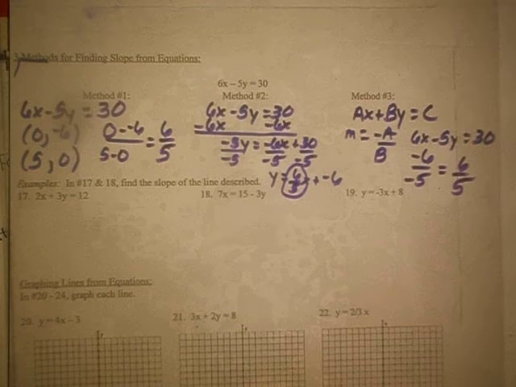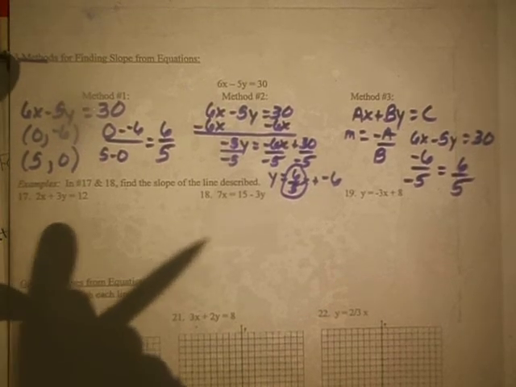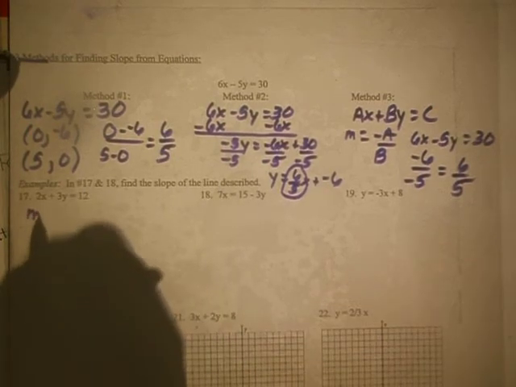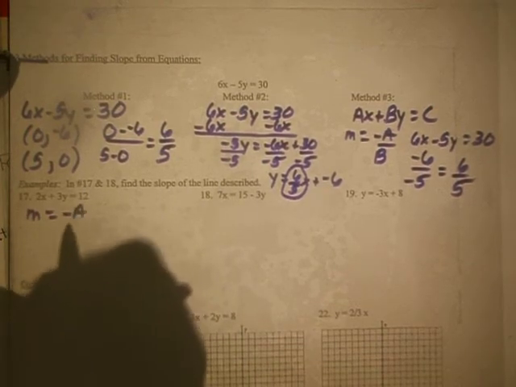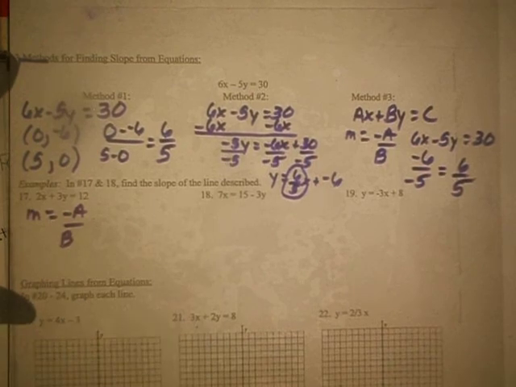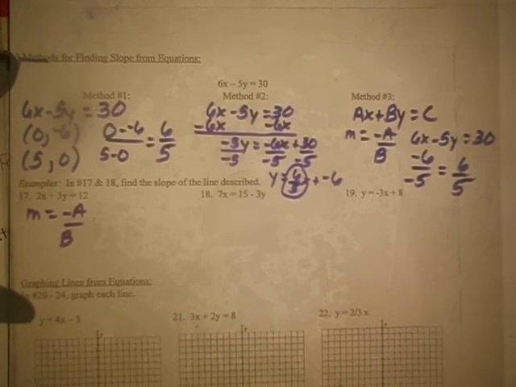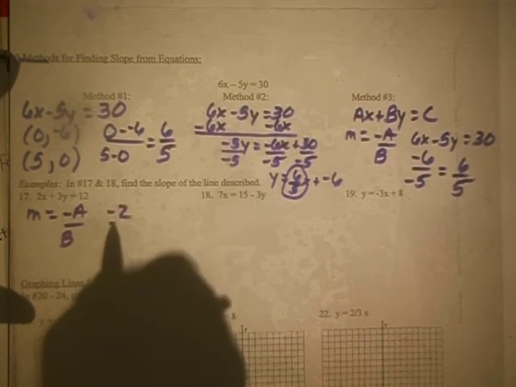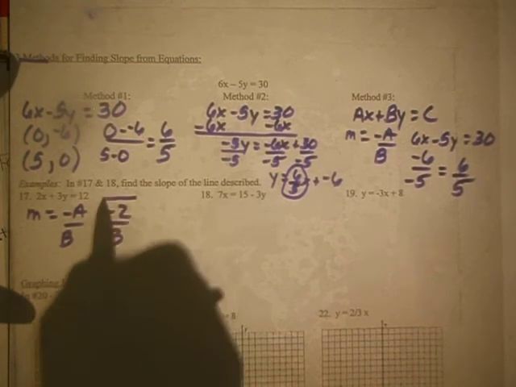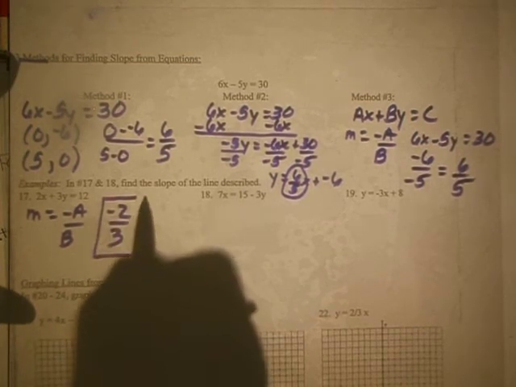These next three, we are asked to find the slope from the equation. Number 17, we can use that formula that we were just given, negative a over b. In this case, we would have negative 2 over 3, and that would be our slope.